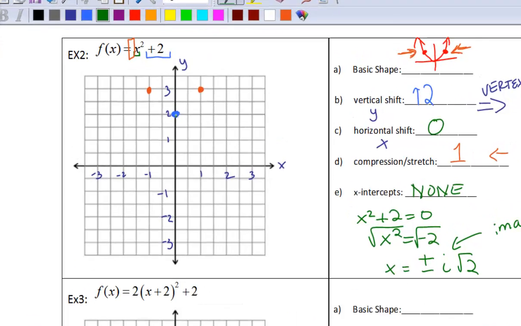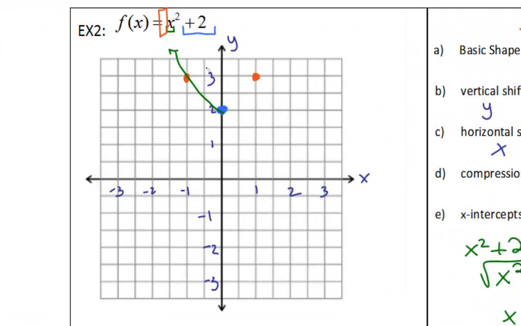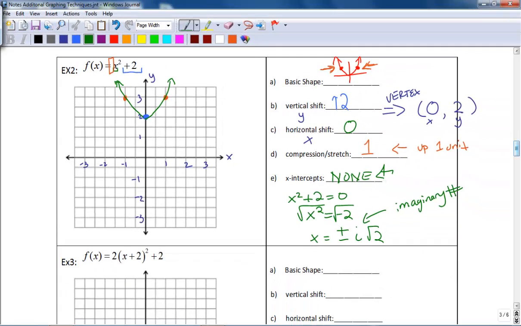So let's go ahead and connect the dots. Again, make sure that you keep the same shape as your basic function. And we did. And if you notice here, here's my x-axis. I'm pointed up. Will I ever cross this? No. It makes absolute sense that I would write none for my x-intercepts. Let's go to the next one.